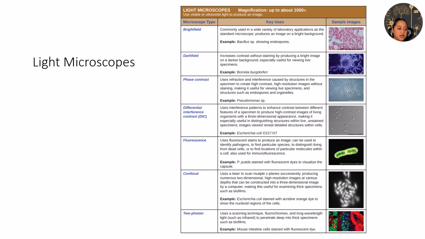And so this is the overall picture summary of different kinds of microscopes, but again, the major ones that we're concerned about for this class are bright field and fluorescence. And then maybe phase contrast. But again, we're only going to use bright field in our labs.